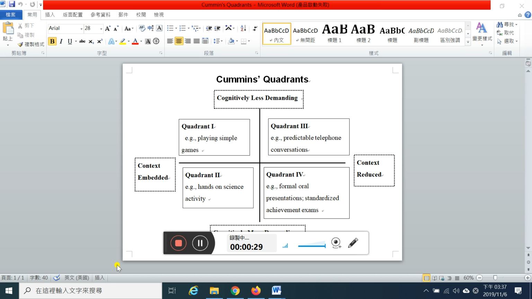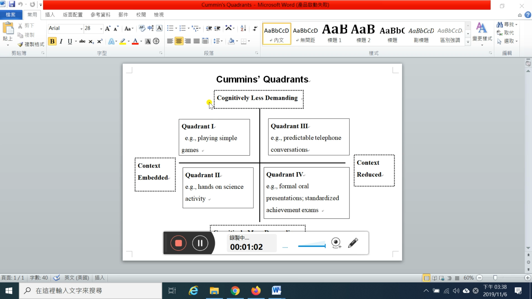Now, as a teacher, we have to understand the different characteristics, features, and language patterns of CALP and BICS. Otherwise, we don't know how to help a student acquire a second language. So that's why Cummins provided the chart, to help English teachers prepare lessons. Okay, let's look at the quadrant.